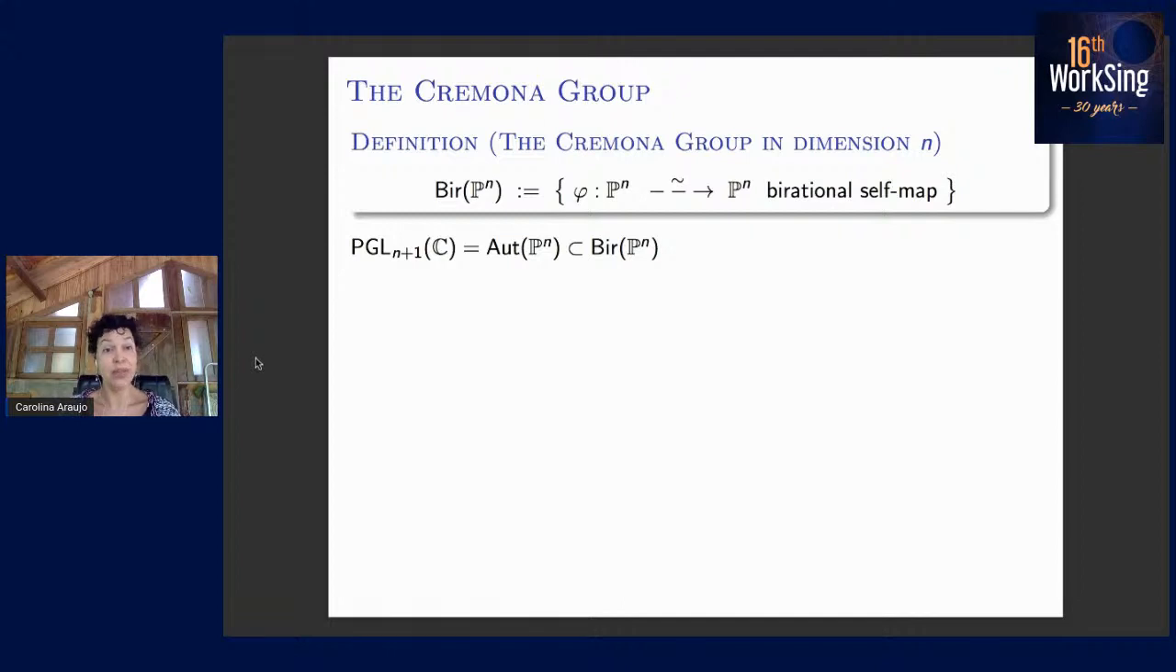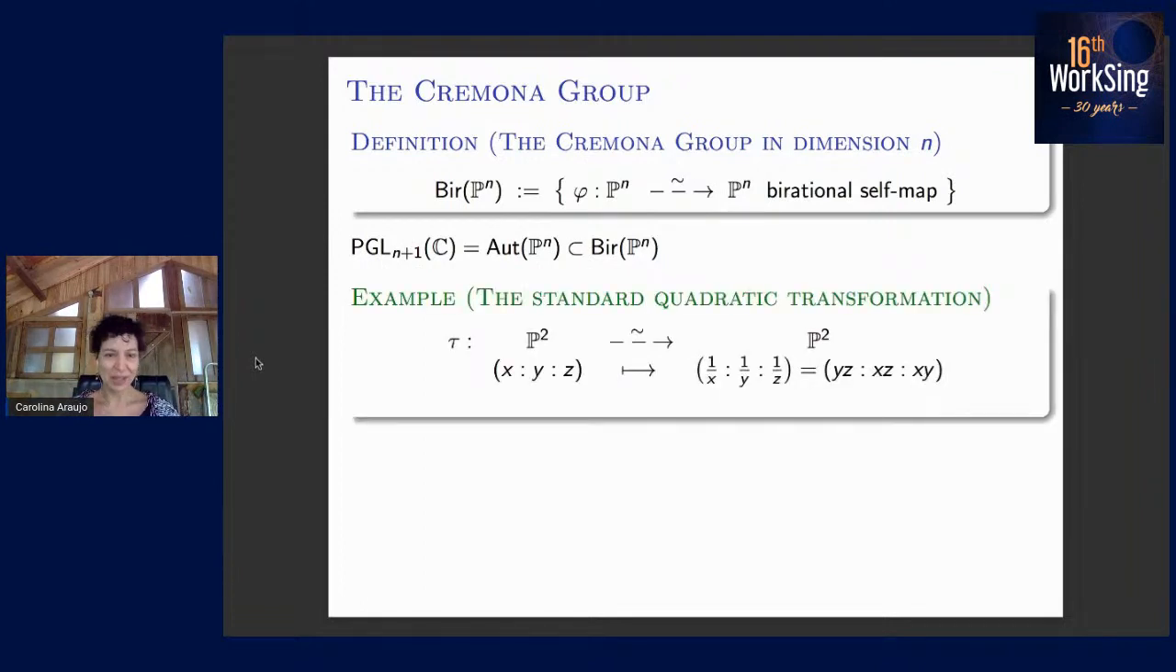First of all, of course, it contains the group of automorphisms of P^n, PGL_(n+1). But it has many more elements. The simplest one and probably most famous one, which you may have seen, is the standard quadratic transformation. This is defined by inverting the projective coordinates: if we multiply 1/x, 1/y, and 1/z by xyz, then we get this quadratic description of the map. So this is why we call it the standard quadratic transformation.